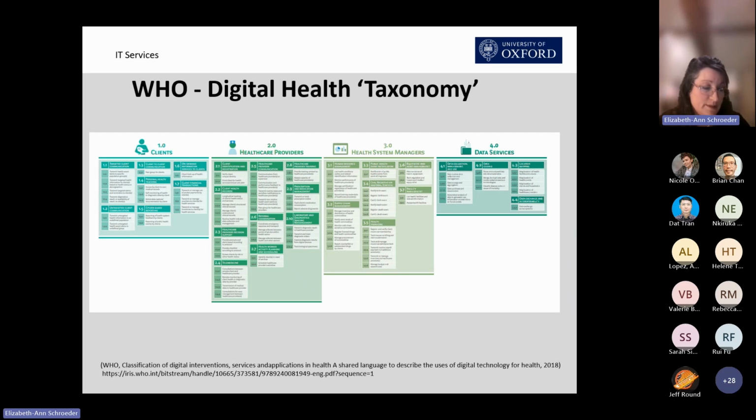The WHO brought out their own digital health taxonomy back in 2018, and they also considered 4 positioning categories, be they for patients or clients, healthcare providers, managers, and data services. And so while organizations might construct their categorization of DHIs with nuance, depending on their purpose, there are similarities in approaches.